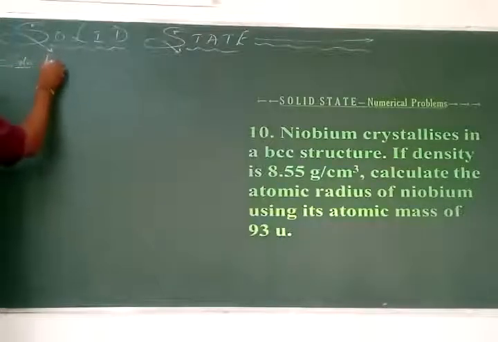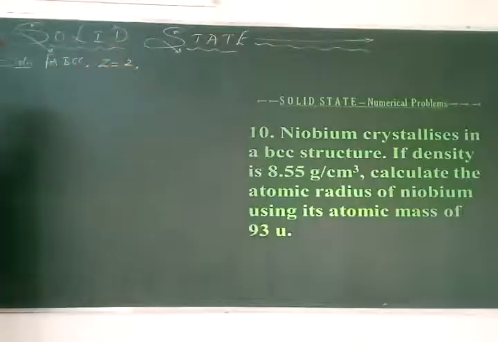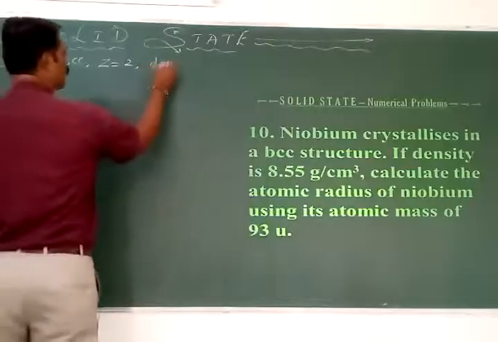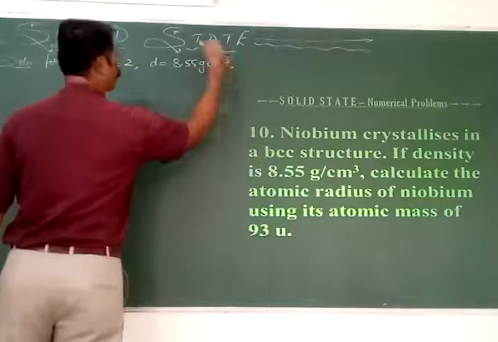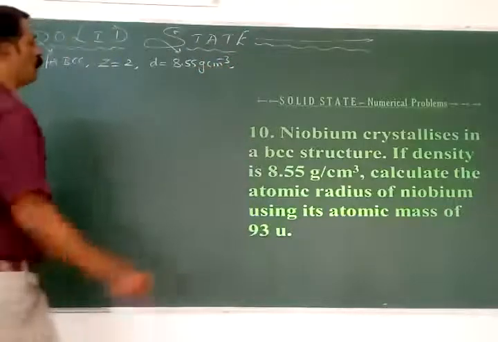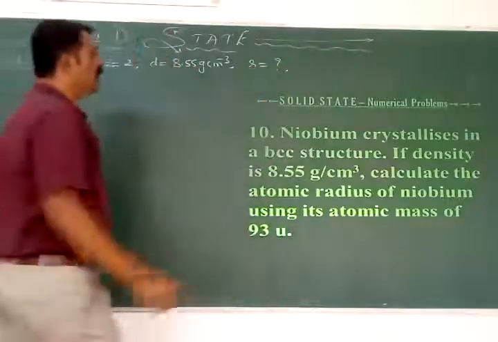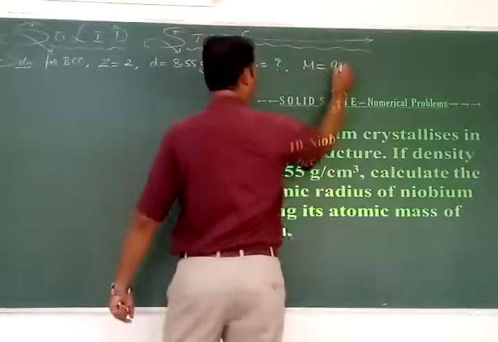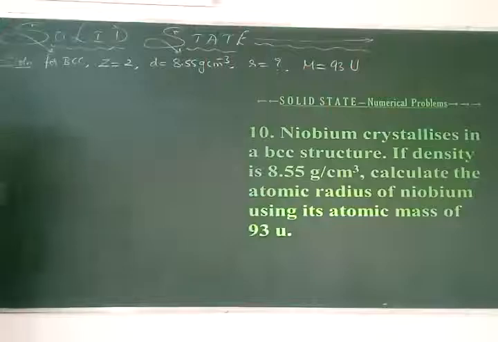For BCC, I think Z is equal to 2. The density is given as 8.55 in terms of gram per cm³. Okay. Calculate the atomic radius. R we have to find out. If the molar mass of that one is M, our atomic mass is given as 93 in terms of U. U is also called unified mass. It is also called gram per mole.